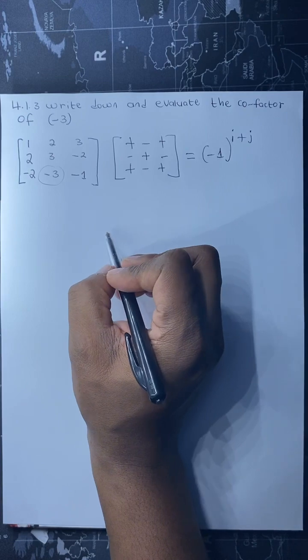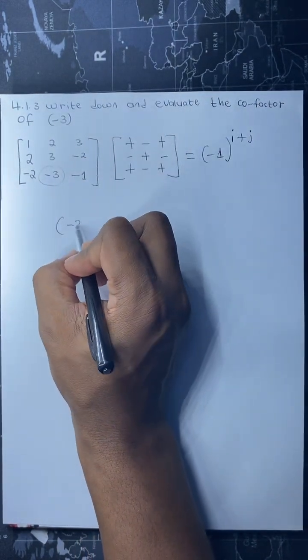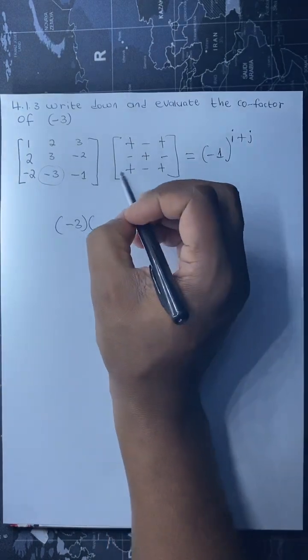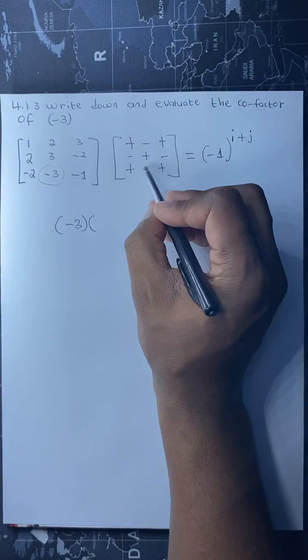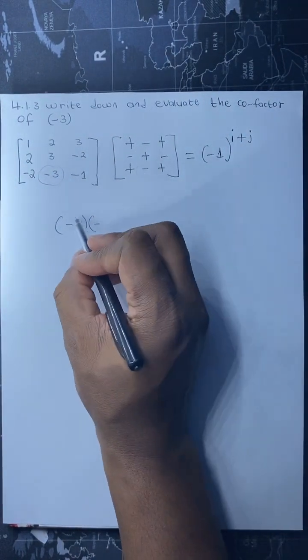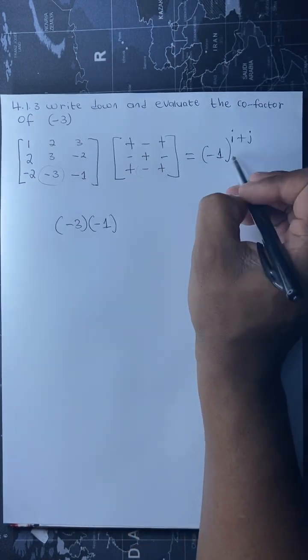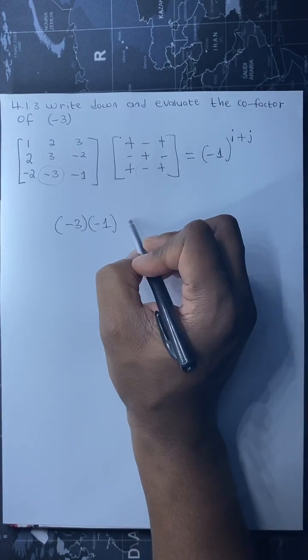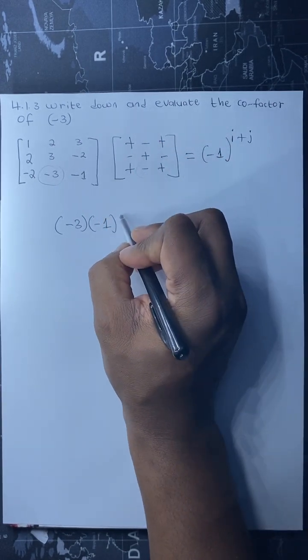Unlike when we are looking for the minor, when you're looking for the cofactor, we have to use this negative 3 and multiply it with the corresponding sign. So negative 3 is here, so this sign corresponds with that negative 3. So we have to multiply this negative 3 by this sign. So if you're using this, you're also going to get negative. So this corresponds with this square of signs.